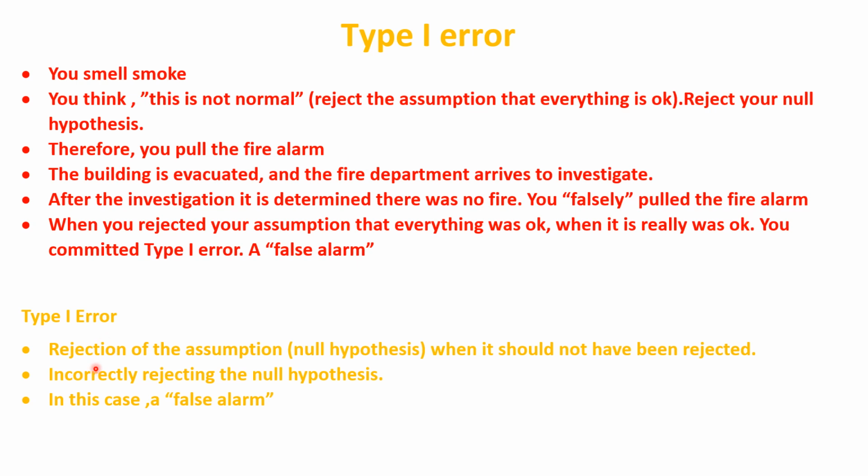So type 1 error: rejection of the assumption when it should not have been rejected, incorrectly rejecting null hypothesis, in this case a false alarm.